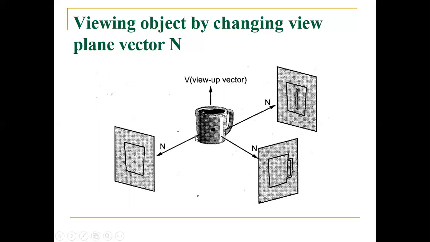So if I see a cup, this is a three-dimensional object. If I see a cup from the front, then this is the view. If I see it from the side, then I can view the cup completely. If I see from behind, then I'll be getting only a line like this. And this is my view up vector. So this is the way how I am viewing that particular object.